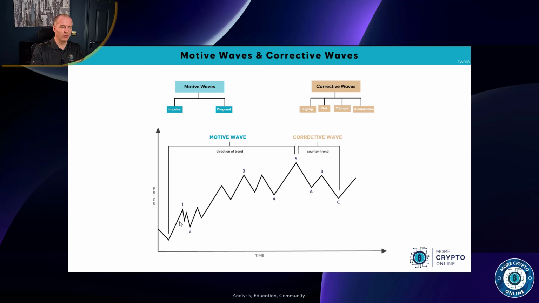And as I said, a motive wave can be an impulse or a diagonal. What you see here specifically is actually an impulse. And what that means, we will discuss in a few minutes. Then the corrective wave follows. So after a 5-wave move up in the trend direction, we usually get a correction.